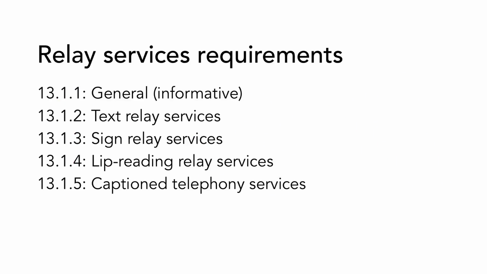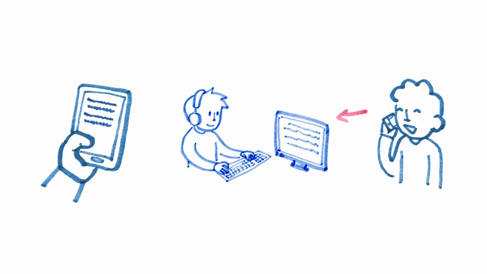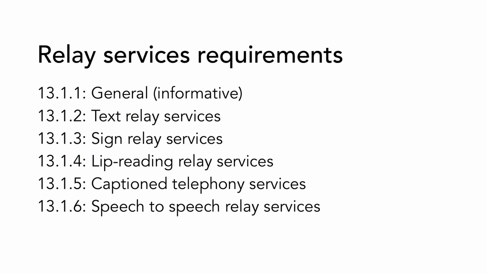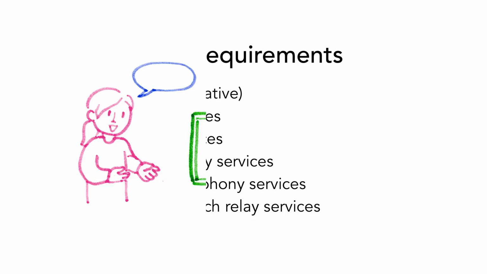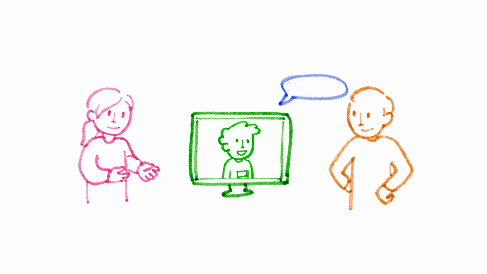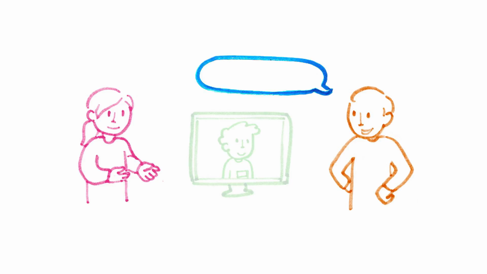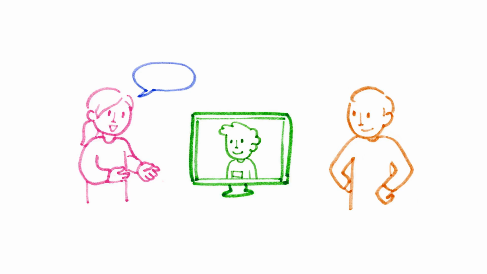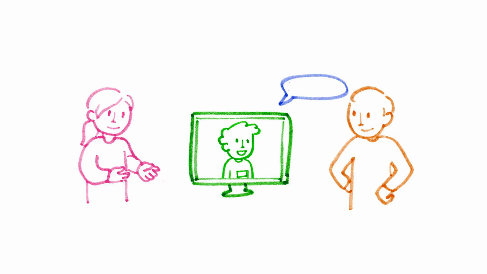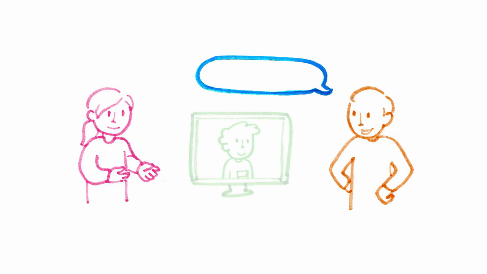13.1.5 covers ICT that is providing captioned phone services. This assists deaf or hard of hearing users by converting the incoming part of a spoken dialogue into captions. The last requirement in this subsection is 13.1.6. It covers speech-to-speech relay services, which means that the relay service provides assistance between phone users with speech impairments or cognitive disabilities and any other user while communicating.